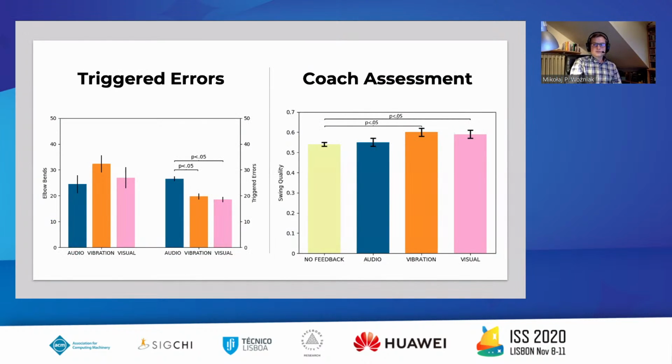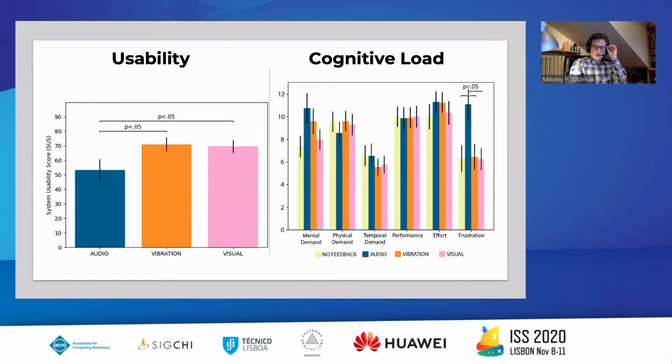Based on the coach assessment, we found that using Subtlety with either vibration or visual feedback resulted in improved performance. Moreover, audio feedback led to significantly more errors triggered when preparing for the shot. This means that it takes significantly more time to reach the proper balance with audio cues than while using different modalities. Vibration and visual feedback were considered more usable than audio feedback. Audio feedback was also rated significantly more frustrating than other arrangements.